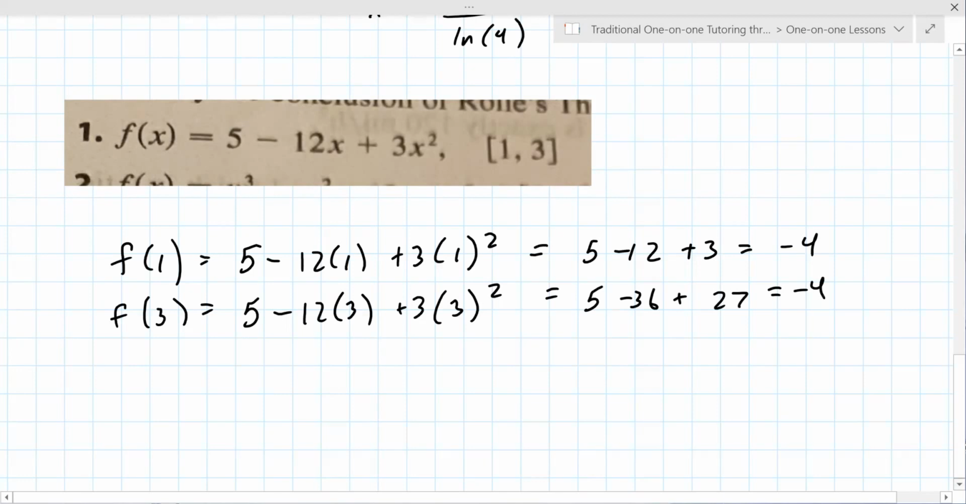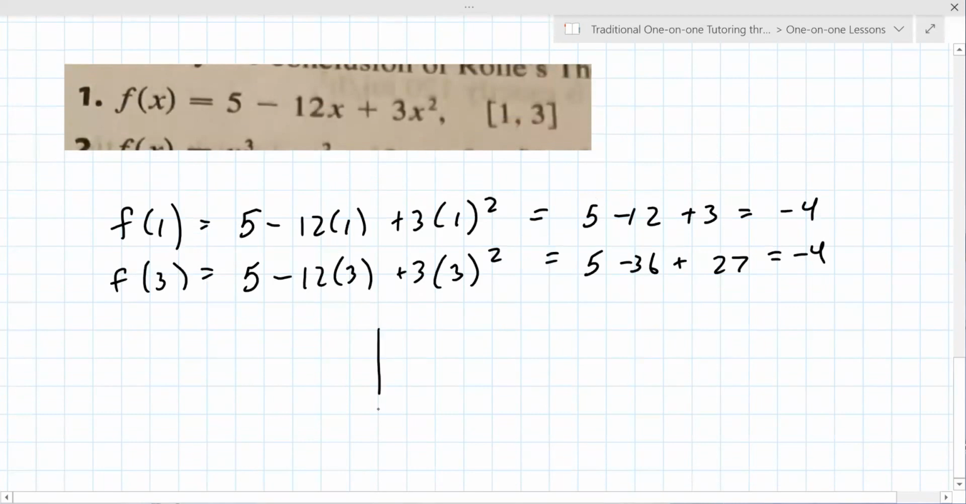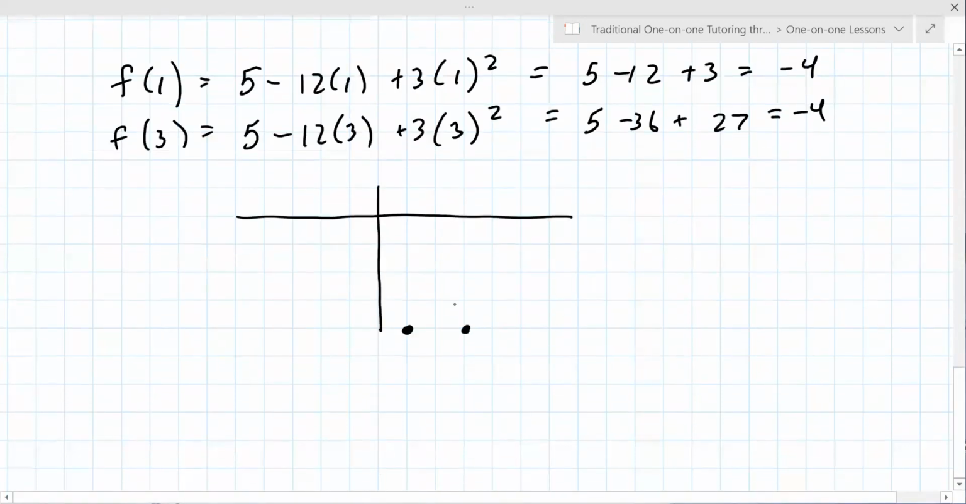So here's the point of this one. Let me draw a graph. Here's what we know so far. I've drawn this really poorly. We know at 1 it's -4, and we know at 3 it's also -4. So I'm going to draw a possibility. Here's how we get to -4. Let's just say the graph does that.